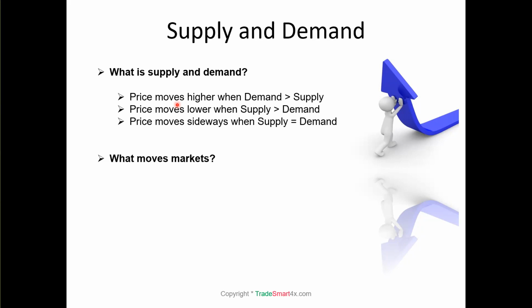So what moves markets? You might think it's news. You might think it's geopolitical events. Well, that might be the catalyst that causes imbalances between supply and demand. But ultimately, supply and demand cause the market to move. What causes supply and demand imbalances? Does it really matter? If you can spot the imbalances in the market, does it matter what's causing it?